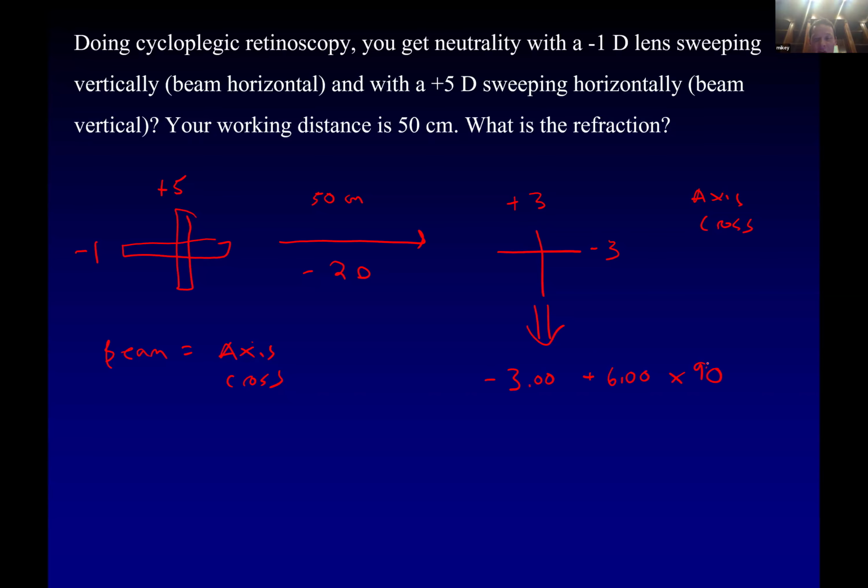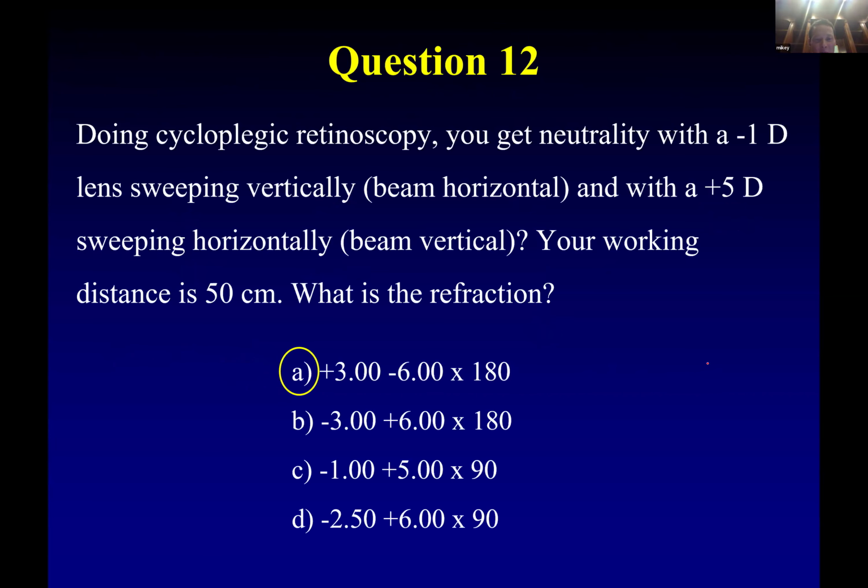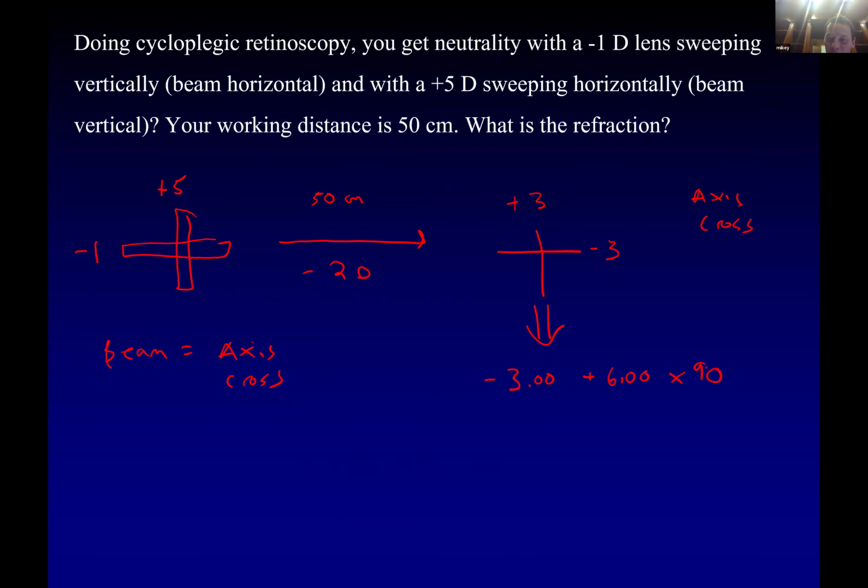So I get there, and then I look at the answers, and I say, oh dear, I don't see -3 +6 axis 90. Maybe I did it wrong. Except remember, there are two forms to every lens, and so this is exactly equivalent. There's a minus cylinder form, which becomes +3 -6 axis 180.